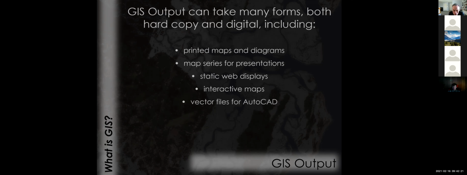You can also output GIS as vector files for AutoCAD. And for that reason, it's actually one of the best places to go for base information when you're starting on a new project. It's typically one of the first places I go if I'm working on a new project and I don't have a good survey to work from, for example, which is often the case.